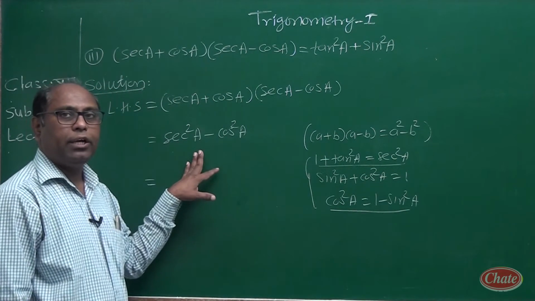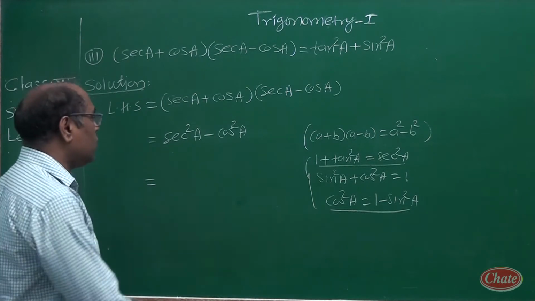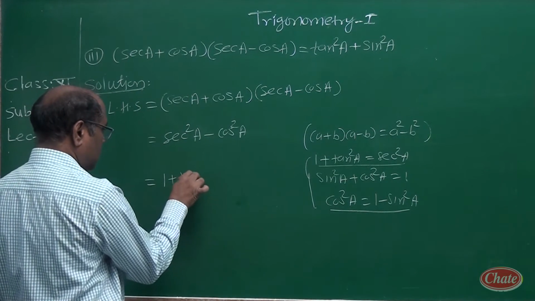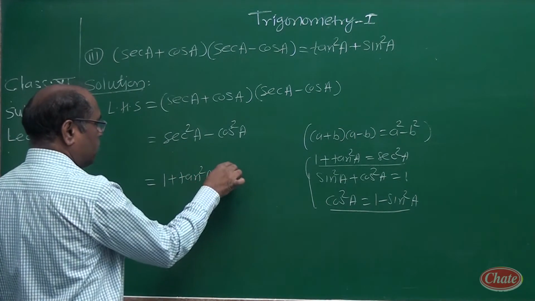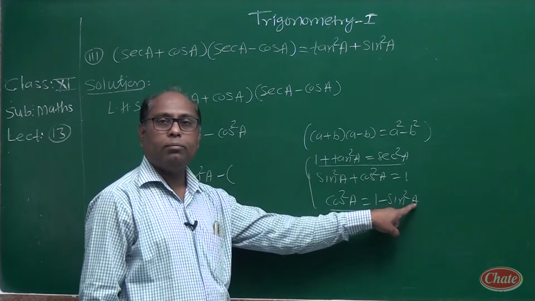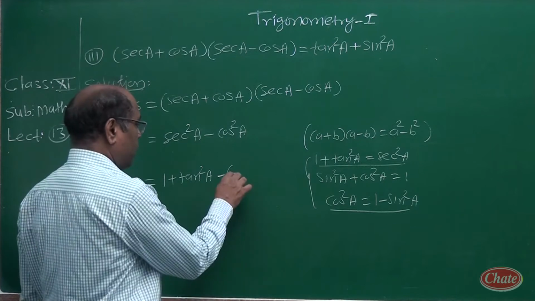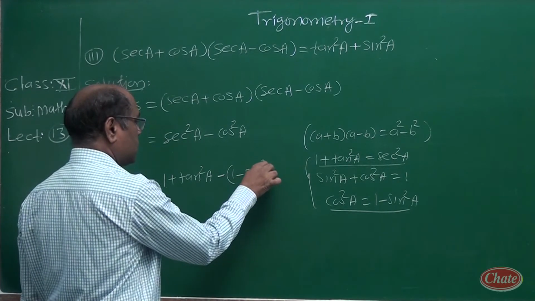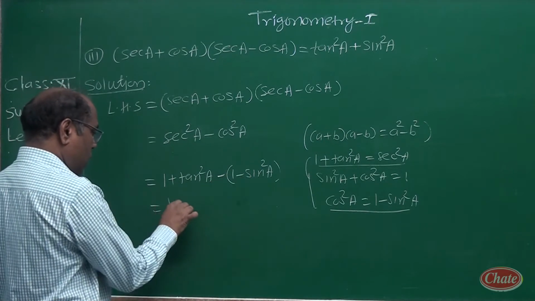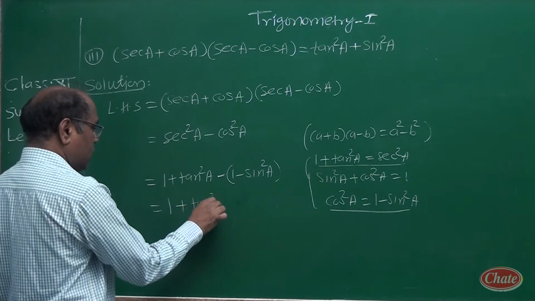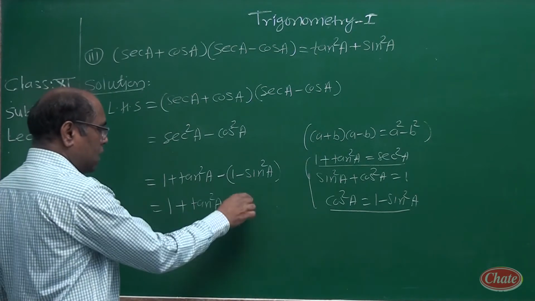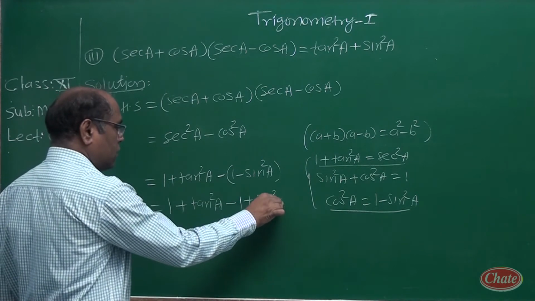Sec square A, what is the identity? 1 plus tan square A is equal to sec square A. The value of sec square A is 1 plus tan square A, minus, now what is the value of cos square A? Cos square A is equal to 1 minus sin square A. So therefore here we get 1 minus sin square A. Now we have to open that bracket here. 1 plus tan square A, open the bracket, minus 1, here minus minus plus sin square A.